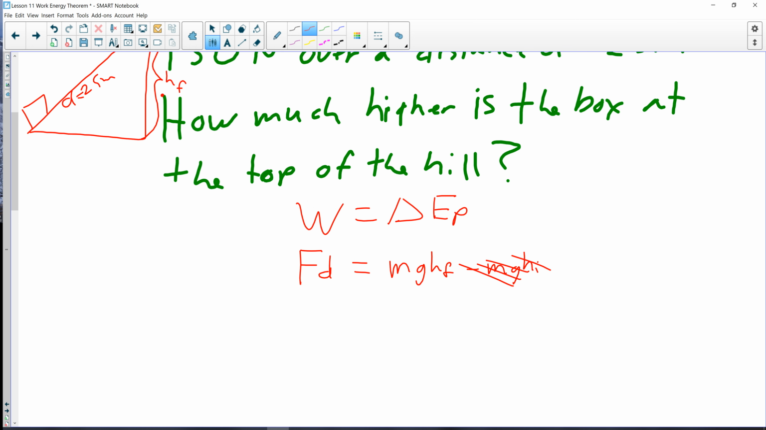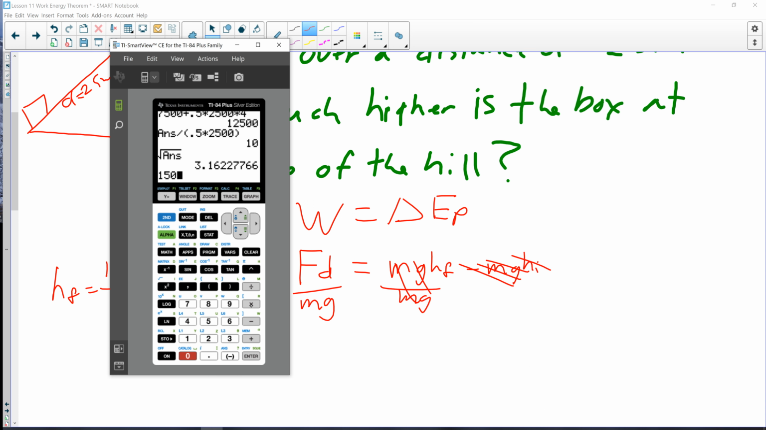Okay, can I solve for the final height? All right, what do I do with the m and the g? I want to get hf by itself. What do I do with m and g? Divide it over the other side. All right, so that's going to get me hf. So when I plug in my numbers, that's going to be 150 newtons times 25 meters. That's the length of the ramp. Okay, divided by 35 kilograms, the mass of the box, times 9.81. That's g. Right, that'll give me the final height at the top of the ramp.